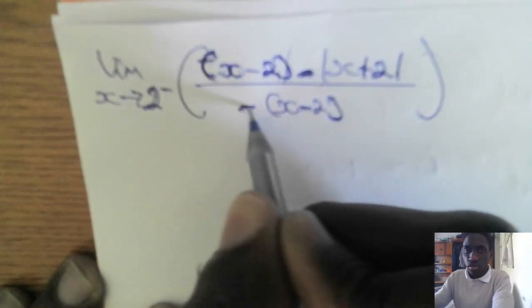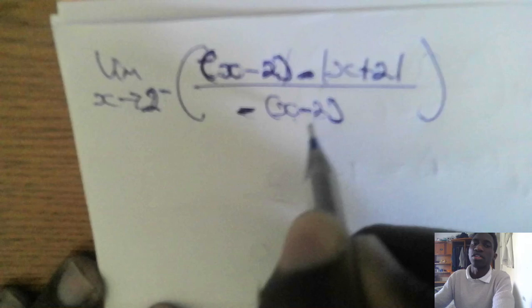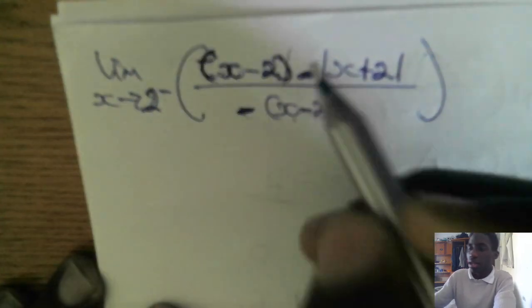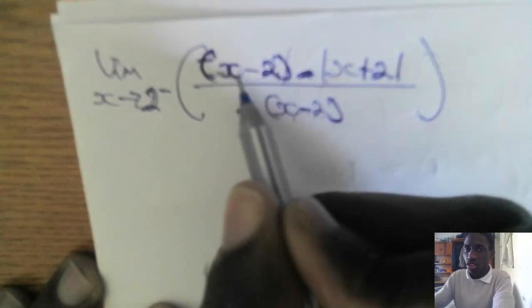And I've attached a negative sign to x minus 2. Now the question is why? I've attached a negative sign here because this is positive. We've seen that this is going to be positive.